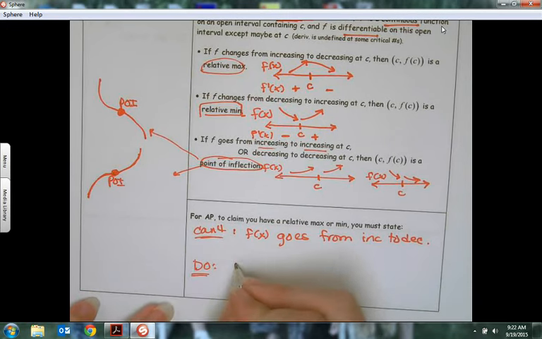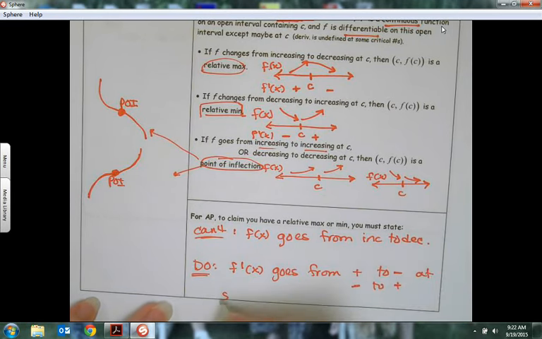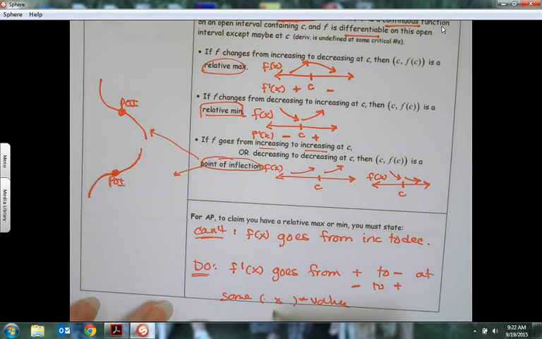This is what we do say. We say that f prime of x goes from positive to negative or negative to positive at some x value, and then we fill this in with a specific value.